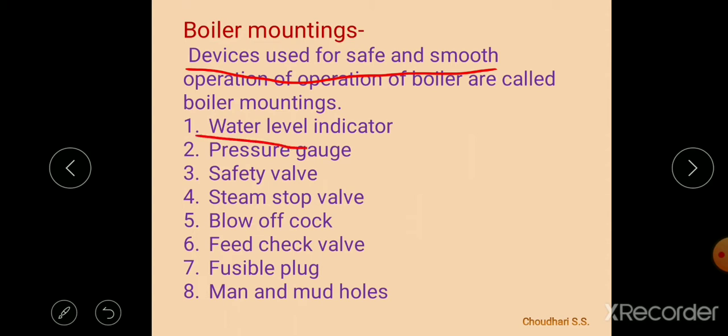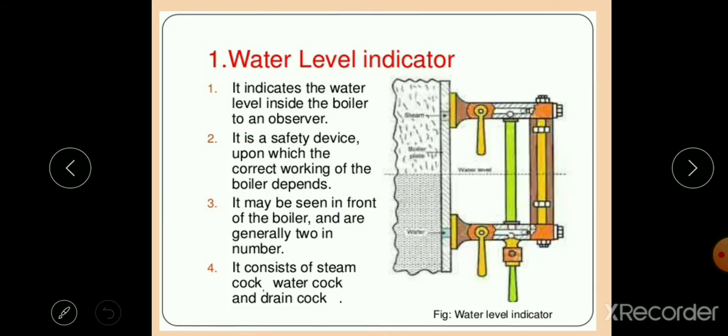We have considered different ones. First is the water level indicator, then pressure gauge, safety valve, steam stop valve, blow off cock, feed check valve, fusible plug, and man and mud holes. These are the boiler mountings used. So we see them one by one. First one is the water level indicator.